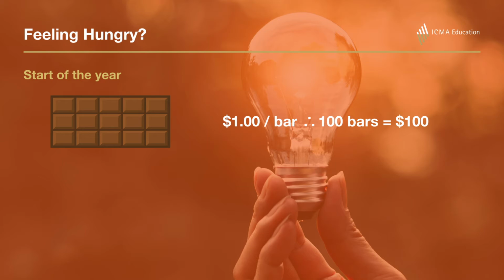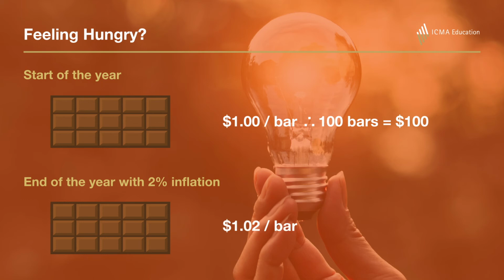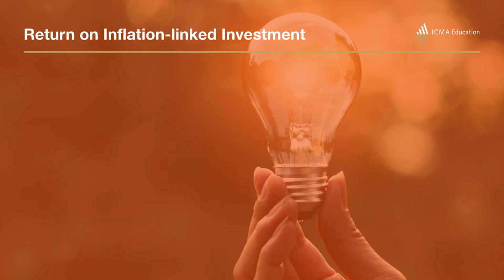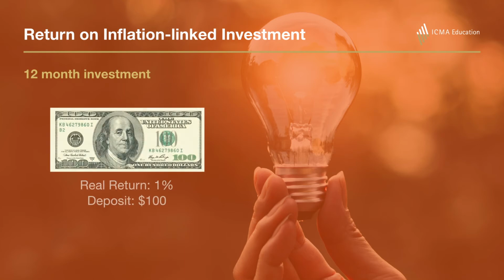$100. Suppose that inflation over the next 12 months is 2% per annum. Then each individual bar would cost $1.02, and so the cost to buy 100 bars would be $102. At the same time, an individual sees a 12-month investment that offers a real return of 1% on a deposit of $100. At the end of the investment period, the investor will be repaid a sum of money that allows them to buy 1% more goods and services.